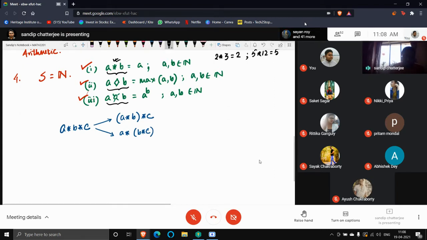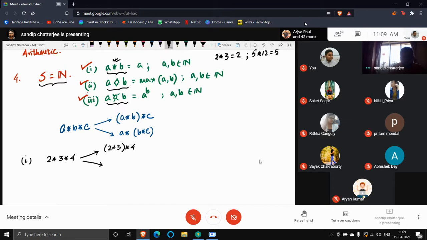If I consider example 1, the first one, as per the definition, A star B is equal to A. That means the first element is returned. Okay, fine. Let us pick three arbitrary elements from the set of natural numbers. Here I am doing the operation for the set of natural numbers. Let us find 2 star 3 star 4. I can look at this as (2 star 3) star 4, or as 2 star (3 star 4).